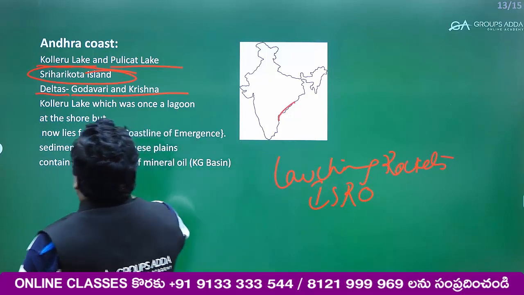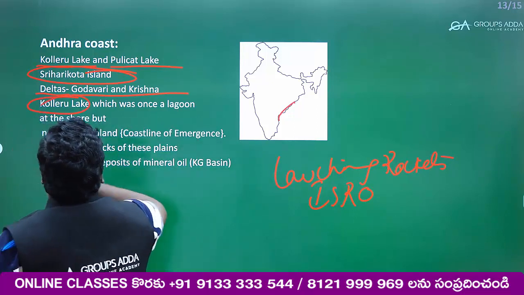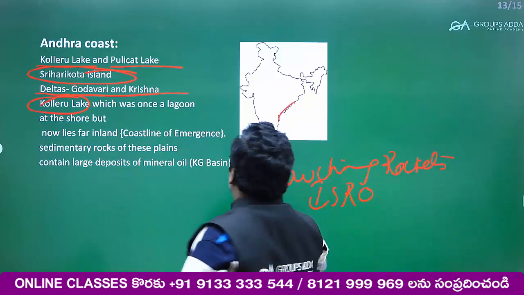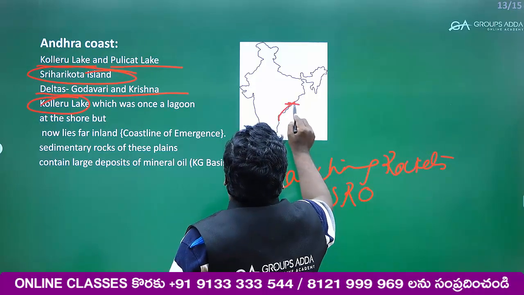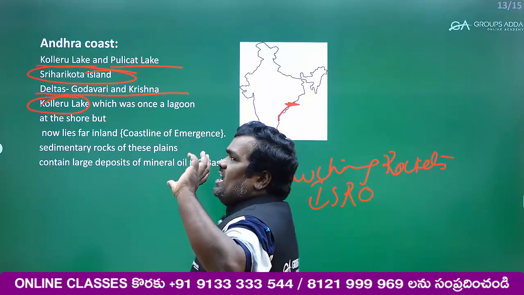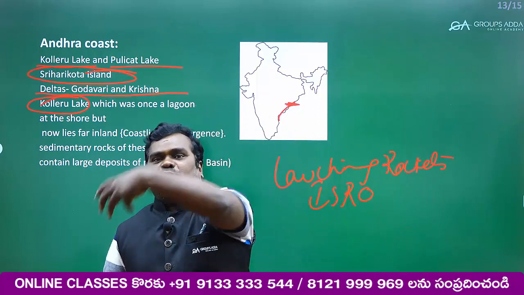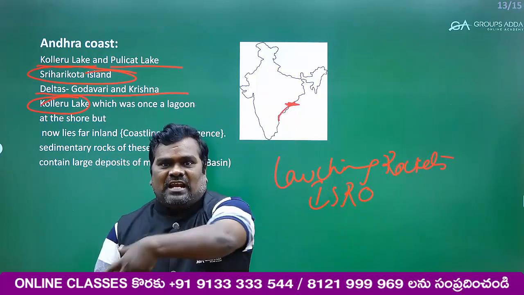My dear friends, Kolleru Lake, it was a lagoon once upon a time. Here we have Kolleru Lake, it was a lagoon once upon a time. Isn't it? The brackish water used to enter into the mainland.